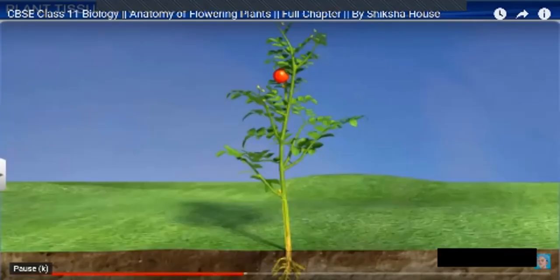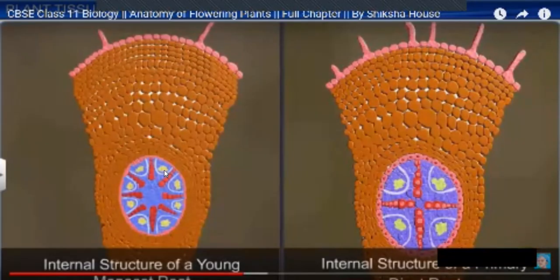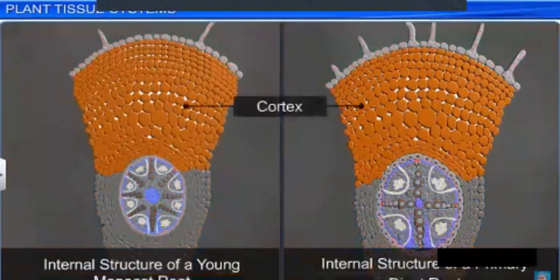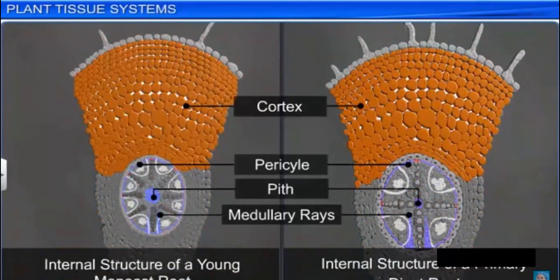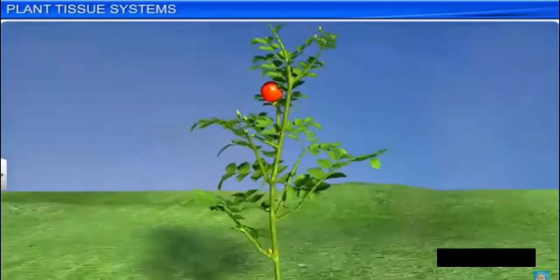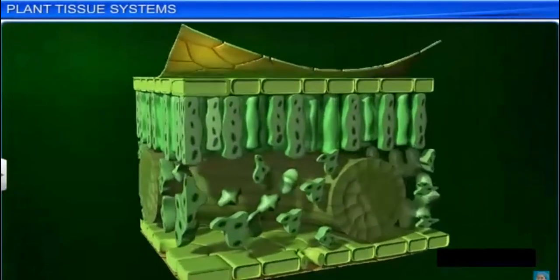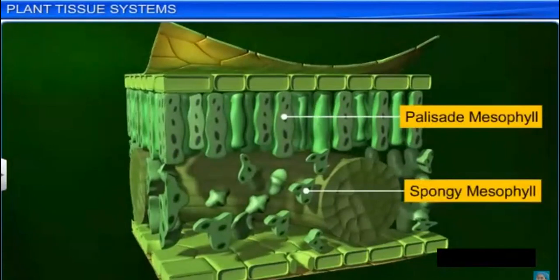pericycle, pith, and medullary rays. In the leaves, ground tissue is composed of thin-walled chloroplast-containing cells, collectively called mesophyll.